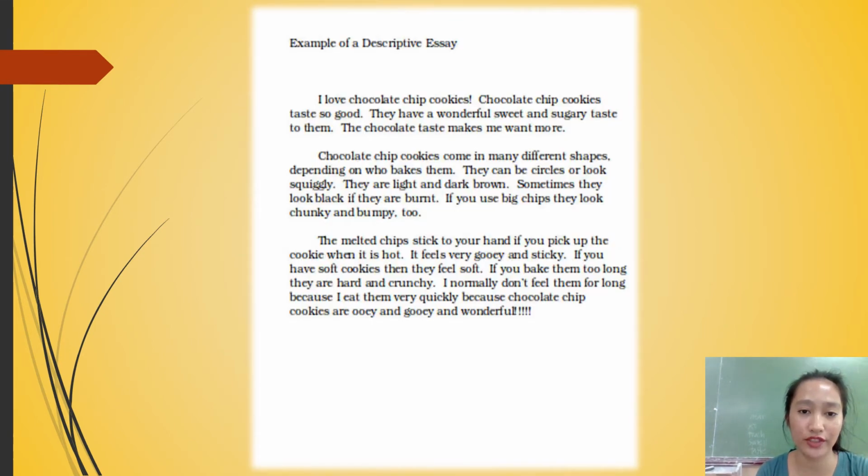Another example of the descriptive essay. I love chocolate chip cookies. Chocolate chip cookies taste so good. They have a wonderful sweet and sugary taste to them. The chocolate taste makes me want more, and so on. Okay, so this time the author uses the 5 senses. For example, the sense of taste, which is sweet and sugary.